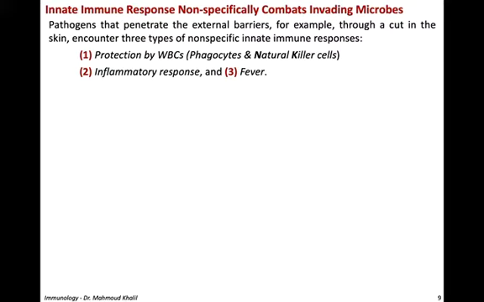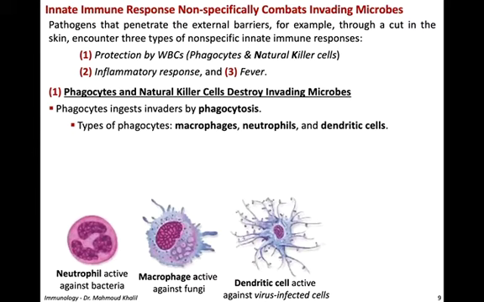These three types of non-specific innate immune responses include protection by white blood cells, either phagocytes or natural killer cells, the inflammatory response, and the fever. Phagocytes and natural killer cells destroy invading microbes.